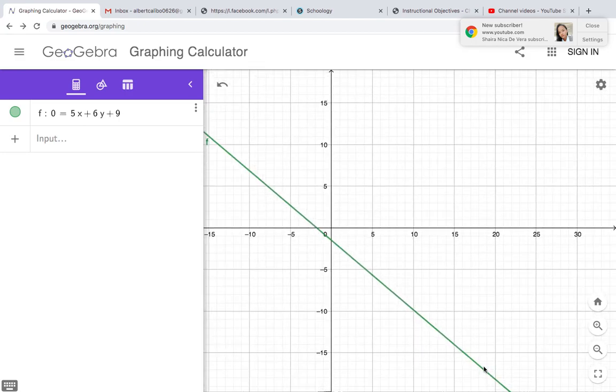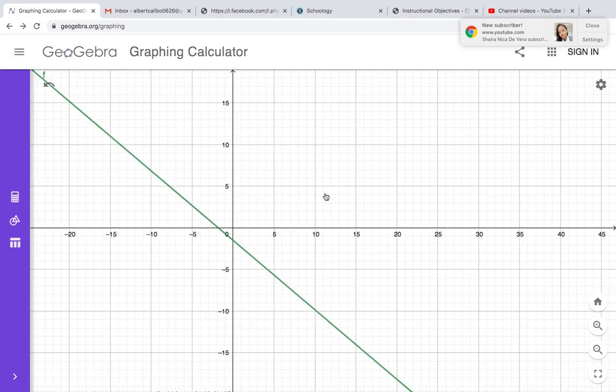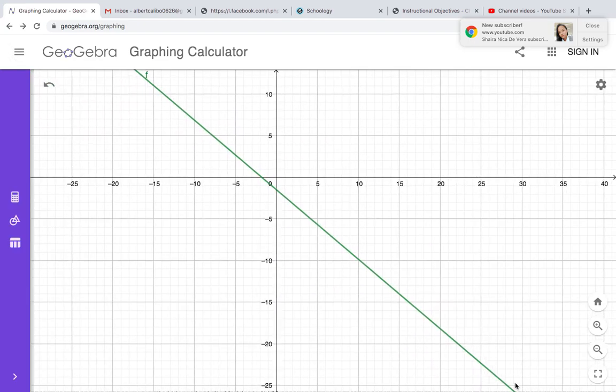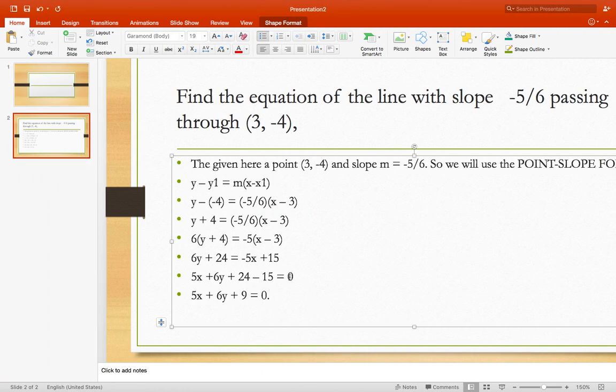So we can see, or the graph I mean, that the graph rises from the right going to the left. And we have a negative slope, which is negative 5 over 6.